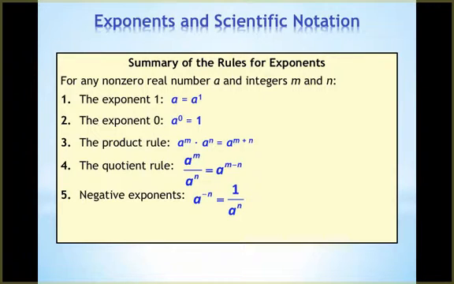We know that the exponent of 1 is understood when a variable or a number doesn't have an exponent. We know that something to the 0 power is equal to 1. We also know by the product rule that if we're multiplying with the same base, we add our exponents. The quotient rule tells us that if we're dividing with the same base, we subtract our exponents. And then our rule for negative exponents says that if we have a to the negative n, we can write that as 1 over a to the positive n.